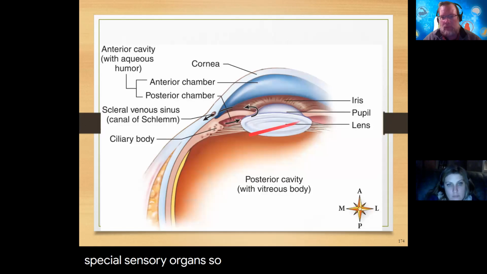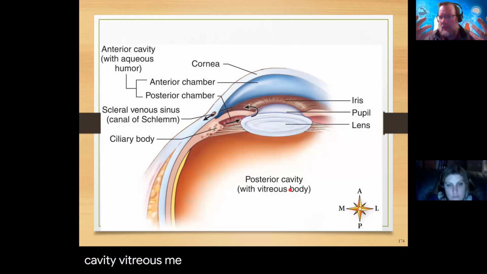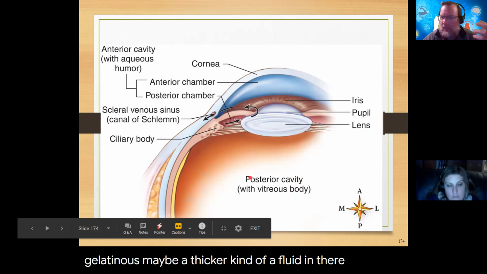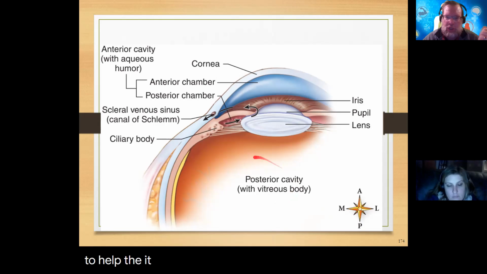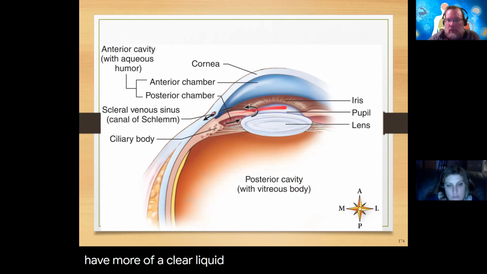So here again, we have this aqueous humor, this anterior chamber, and then in the back, we have the posterior chamber called the vitreous humor or vitreous cavity. Vitreous implies that we've got more of a gelatinous, maybe a thicker kind of fluid in there. It's going to help the eyeball retain a lot of its shape. And then out here, aqueous implies that we're going to have more of a clear liquid that we would see through. So anyway, that's what's going on there.